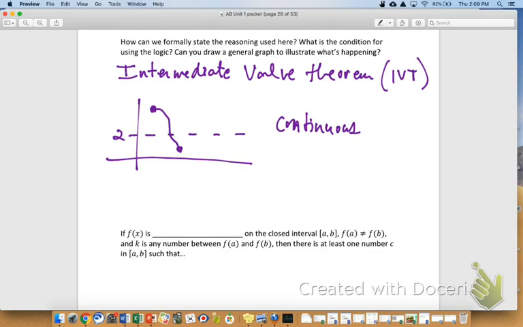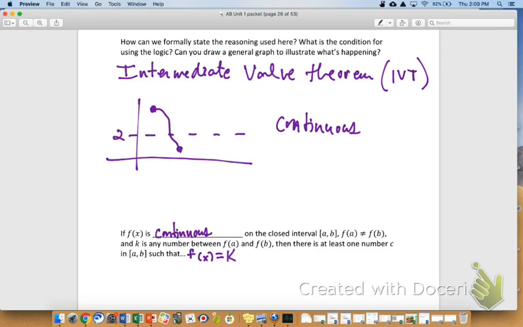So here is the really formal way of saying it. If f of x is continuous on our interval from a to b, and k is some number between those y values, then there is some number on that interval such that f of x equals k.